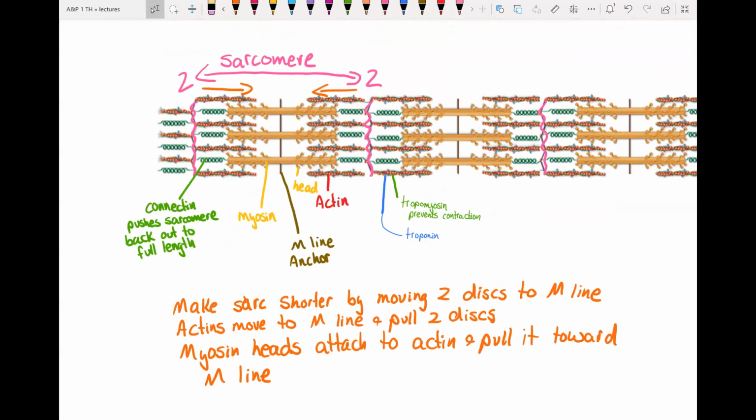Okay, so now let's review what we know so far. We know that the muscle contracts means it gets shorter. We need the sarcomere to get shorter. So the myosin heads bind to the actin and they pull the actin in toward the M line. And the actin is attached to the Z disc, so when the actin moves toward the M line, the Z disc moves toward the M line. And when you do that on both sides, the sarcomere gets shorter. You end up with the Z disc there at the tips of the myosin. And that connectin, remember, is a spring, so it can compress. So that connectin just gets compressed as this happens.